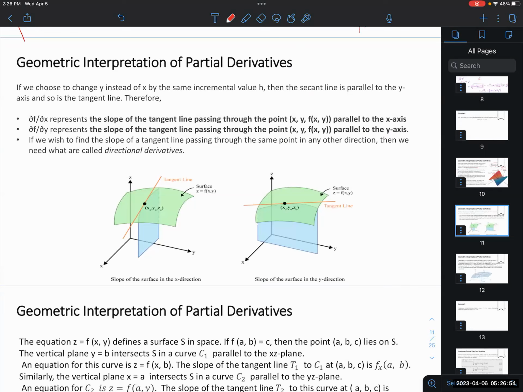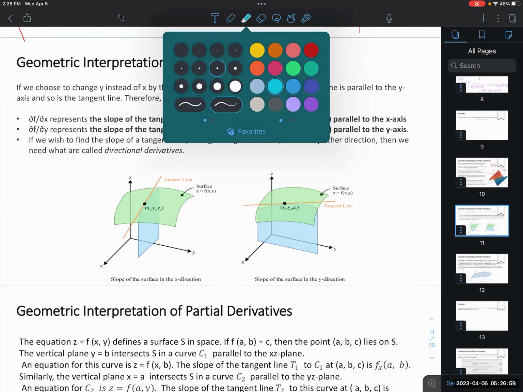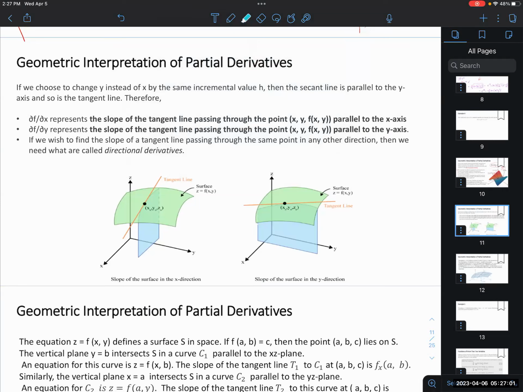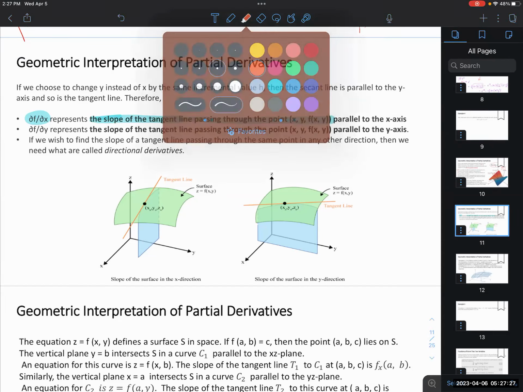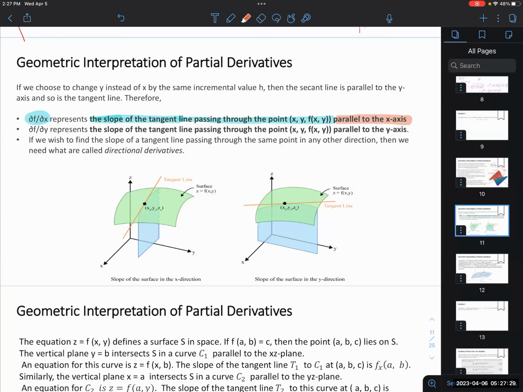So what does it mean actually? Partial derivative. So this is something you're going to highlight. So the df of dx, right? We are taking the differentiation with respect to x. That means that you're finding out the instantaneous slope. In other words, the slope of the tangent line, right? So it gives you the slope of the tangent line that is passing through the point, right? But at the same time, that slope is going to be parallel to the x-axis. That's what they mean.